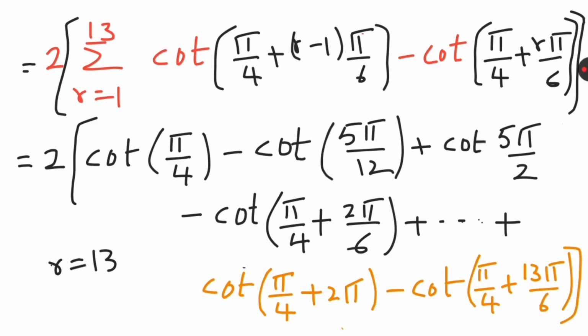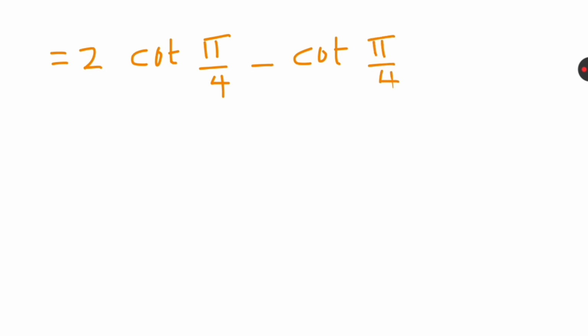Here minus cot 5 pi over 12 and plus cot 5 pi over 12 get cancelled, and like that all the intermediate terms get cancelled. We are left with only the first term and the last term. So what is the first term? Cot pi over 4 minus cot of pi over 4 plus 13 pi over 6.